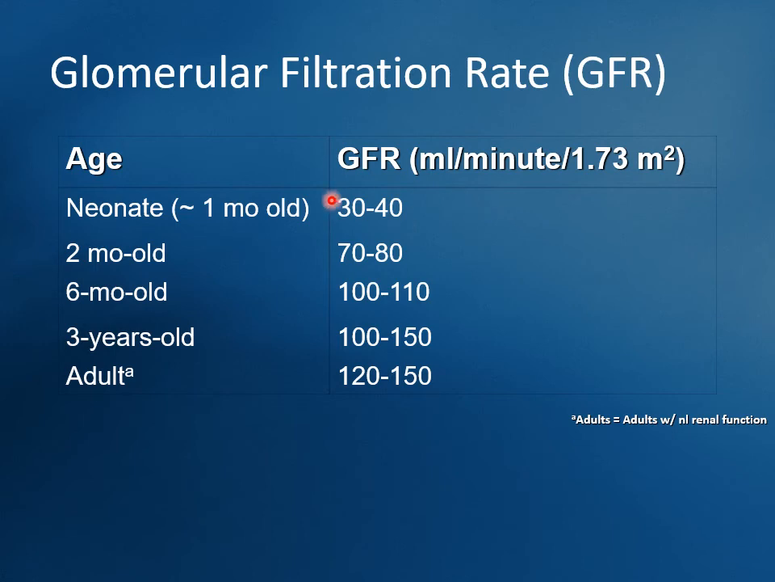So just showing you what the GFR looks like for a neonate, maybe about a month old. By the time they're 6 months to 3 years of age, they're at about adult levels. At that point, you don't necessarily have to worry about decreasing your frequency all that much. But the earlier on they are, especially in the NICU, that's where you want to monitor for that specifically.